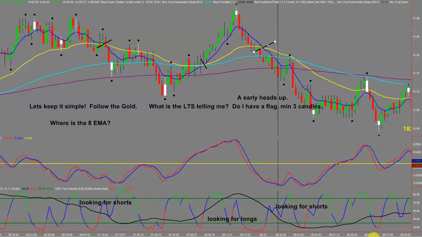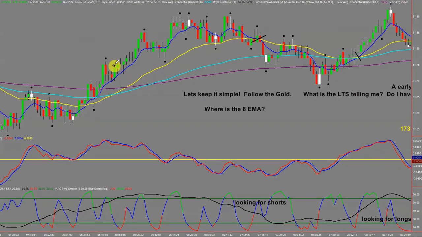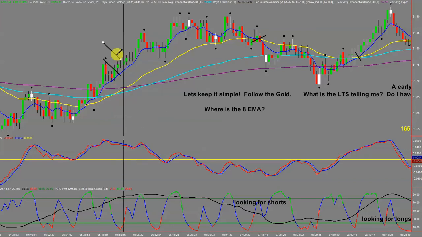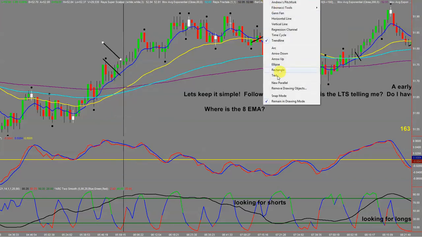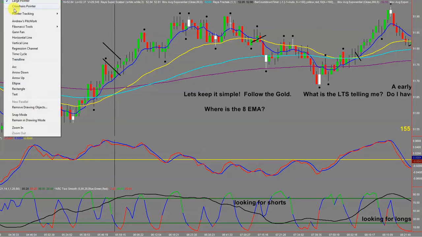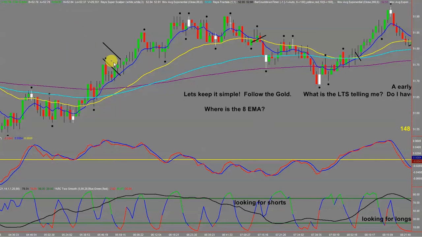So let's just have a look at some here. You've got basically a very small flag here. Now what a lot of the technicians like to do is to draw a parallel line, and let me just disable this so I can pull this down for you. So I've just got to change something here so I can drag this down. So we can see here we've got a little flag formation, and what we're going to do is buy the break of this little flag.